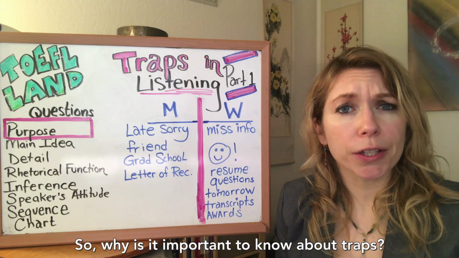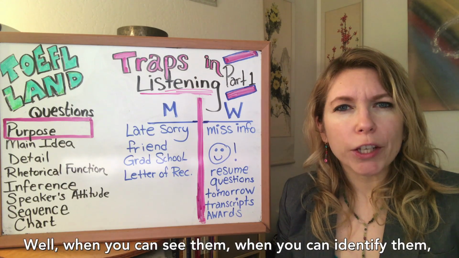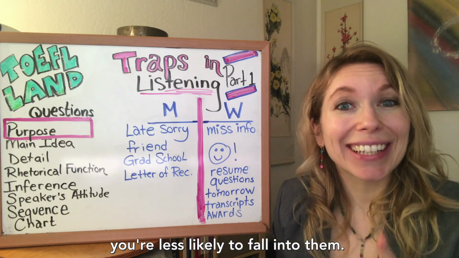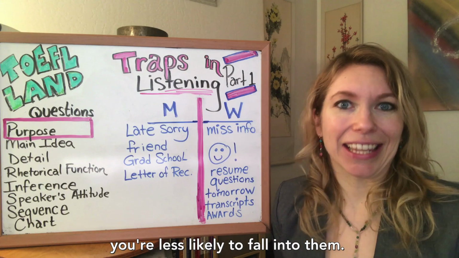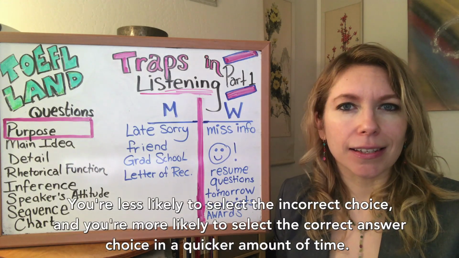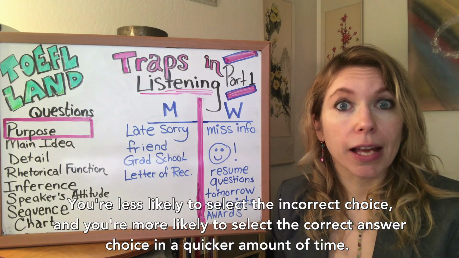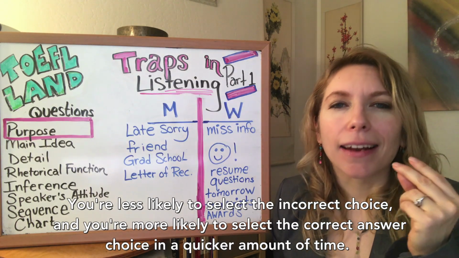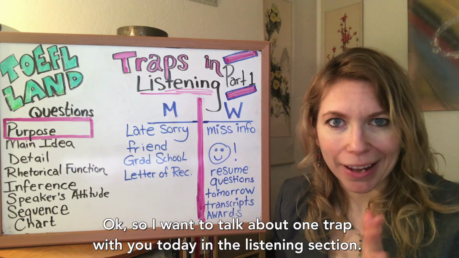So why is it important to know about traps? Well, when you can see them, when you can identify them, you're less likely to fall into them. You're less likely to select the incorrect choice, and you're more likely to select the correct answer choice in a quicker amount of time, okay?